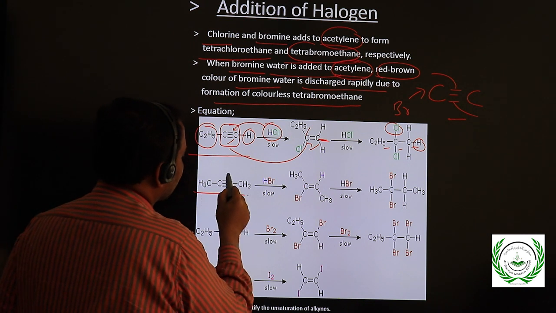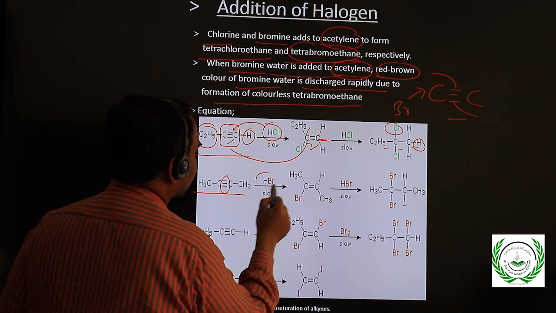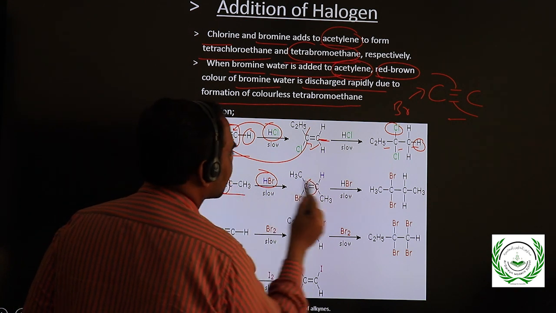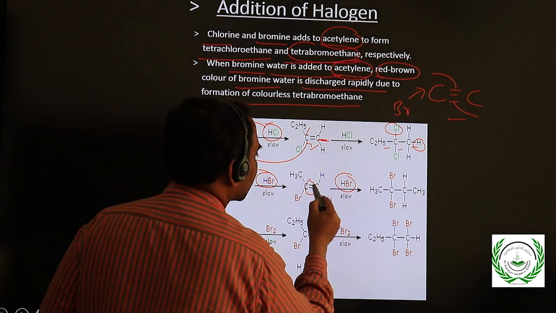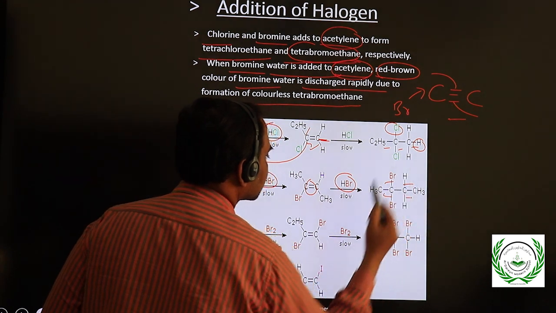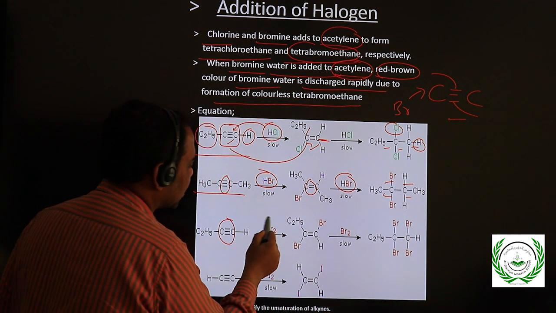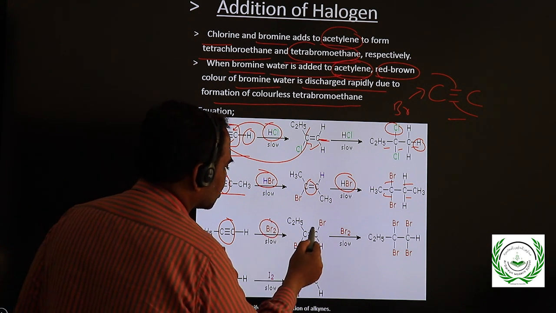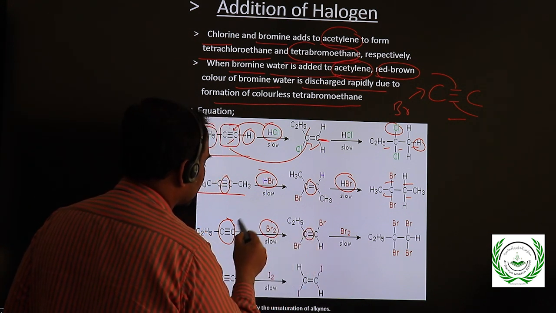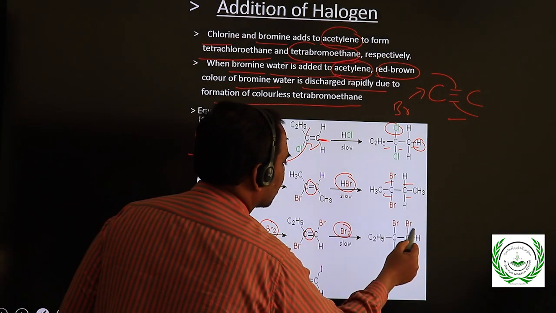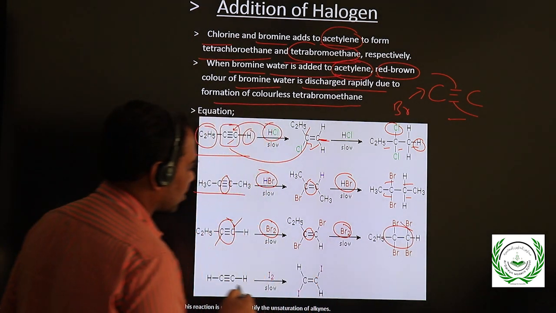Again, see this compound having triple bond. When you add hydrogen bromide, it changes to double bond, then double bond again on addition of hydrogen bromide. This double bond is changing to single bond. If you see again here triple bond compound, on addition of bromine, it's changing to double bond. You can see here and here the bromine are attached. Again, on addition of more bromine, all are changing to single bonds.